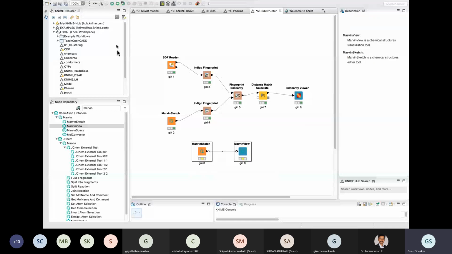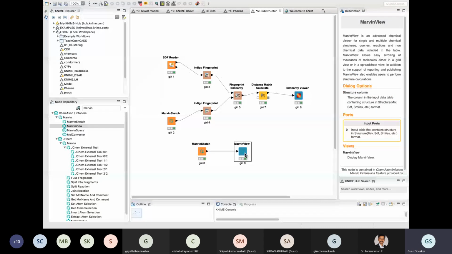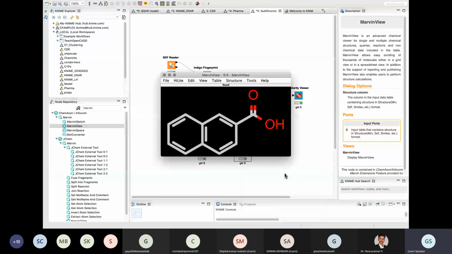So I selected it and played. So this is run and this is also run. Now how to view it? Click the right button and say view Marvin view. Otherwise at the bottom there will be some other data. So view Marvin view.